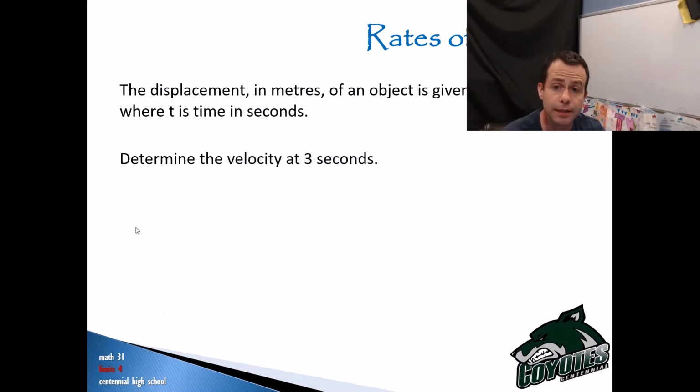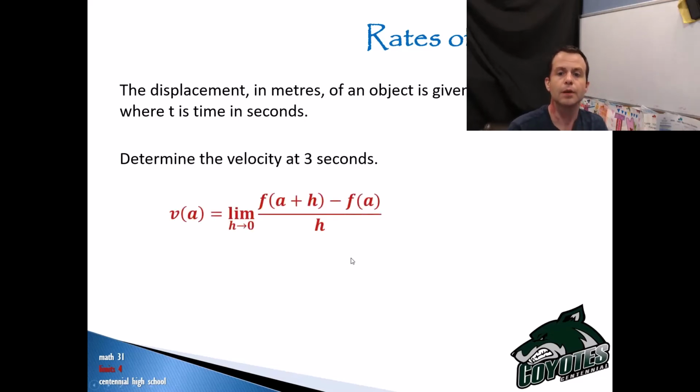Determine the velocity at 3 seconds, okay? Now the velocity, because it doesn't say average velocity, that's instantaneous velocity. So now we are looking for the limit as h approaches 0 of f of a plus h minus f of a, all over h. So a is 3.